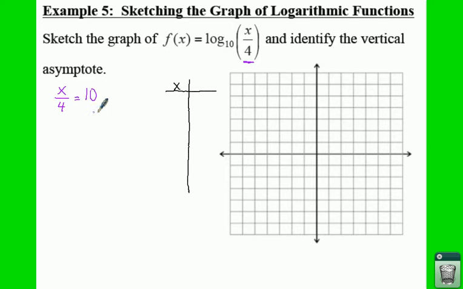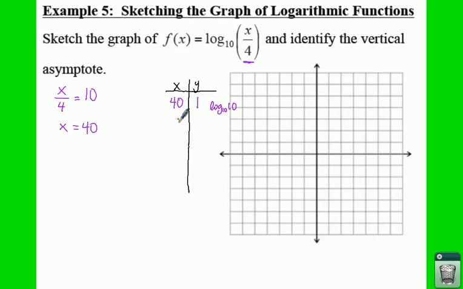10. And so if you multiply both sides by 4, you get x equals 40. So we'll plug in a 40. Now the reason you plug in a 40 is because 40 divided by 4 gives you a 10, which means you have the log base 10 of 10, which is just 1. So your y value would be 1. So you're going to go all the way over to 40, up 1.